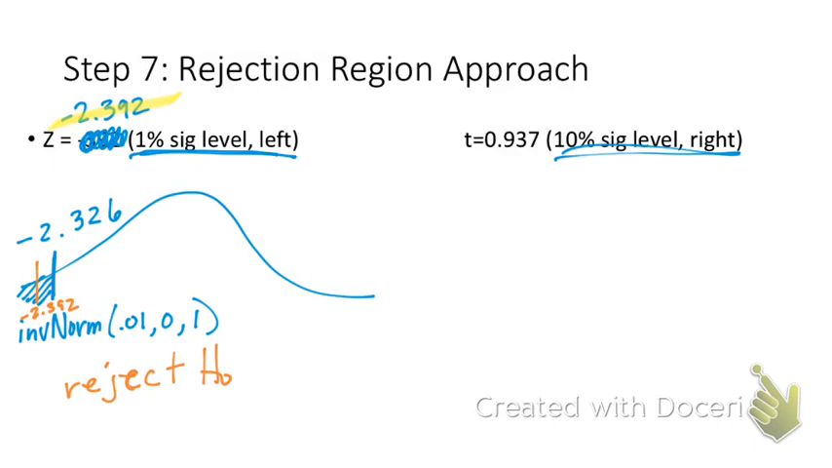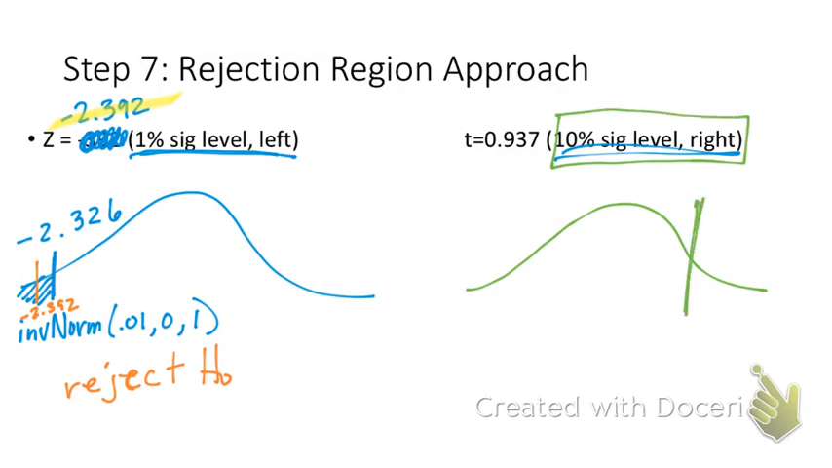If I have a T score, it still looks kind of like a normal curve, so I just draw it the same. And I have a 10% significance level to the right. So what percentile am I looking for here? 0.9. So I'm going to do inverse T of 0.90. And you also need a sample size, so I'm just going to make one up really quickly. N equals 23, because that'll be given to you.